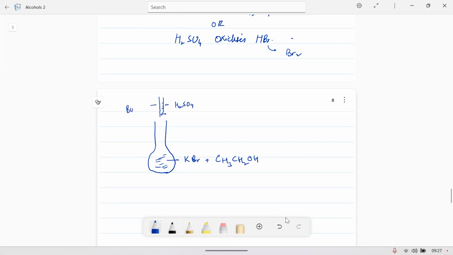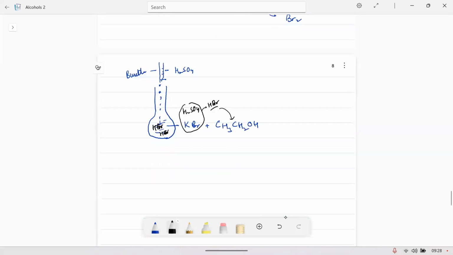This is your burette. So as the H2SO4 drops down over here, the H2SO4 and the KBr will combine together to make the HBr. So the HBr will be produced inside this. Once the HBr is produced, it will start reacting with the alcohol. So we are not adding the HBr, you are adding H2SO4 to KBr. They produce the HBr and then the HBr reacts. Now, you have to heat it or warm it.